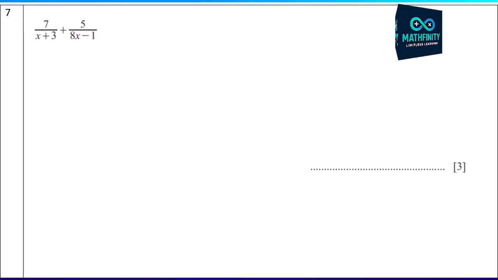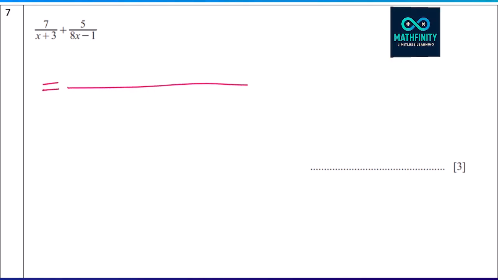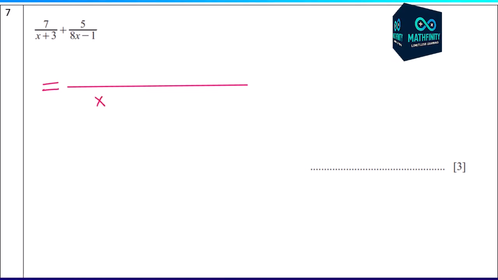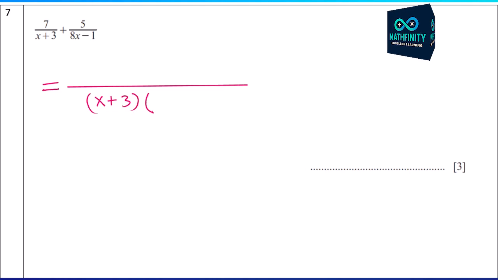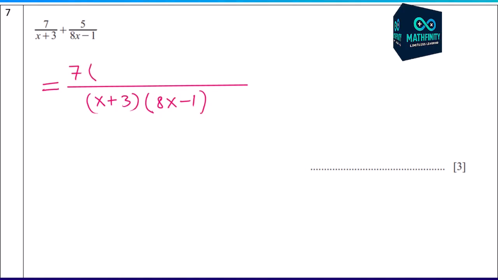Question number 7. Again, they gave us two fractions and we have to combine them. We have to merge them as a single fraction. So the first step is the same. We will multiply the denominators. What are the denominators here? x plus 3 and the second denominator is 8x minus 1. Then we write 7 in brackets plus 5 in brackets.